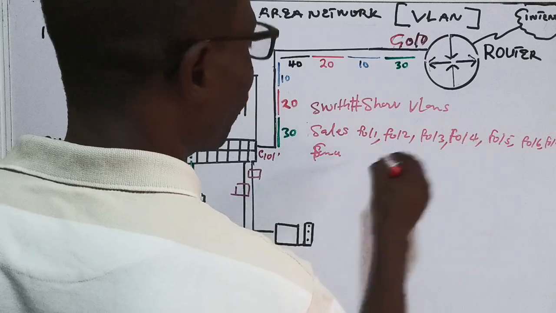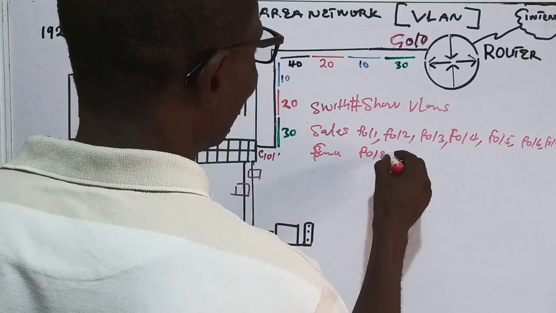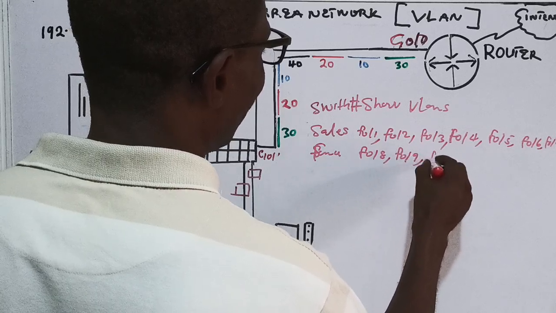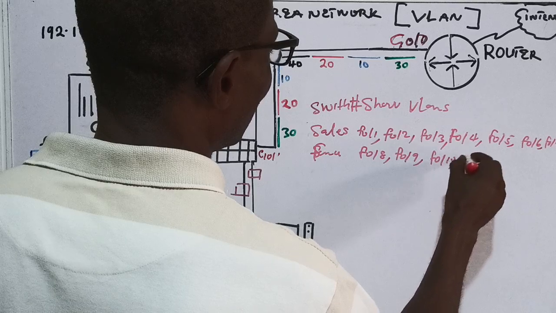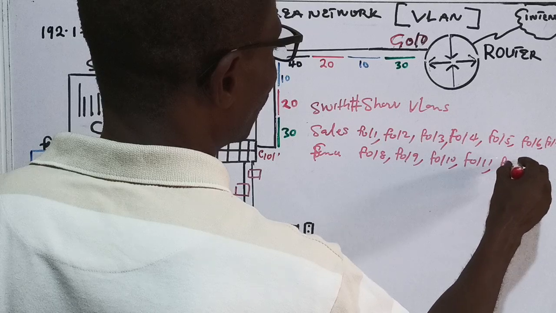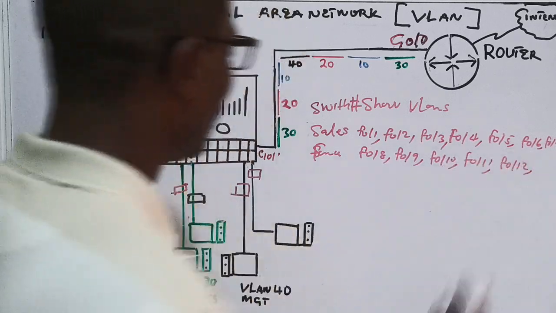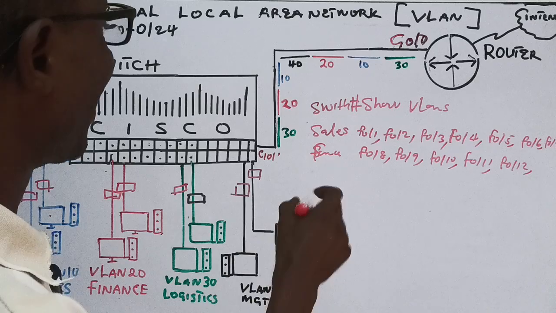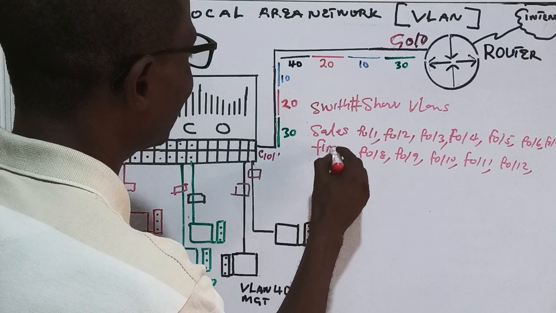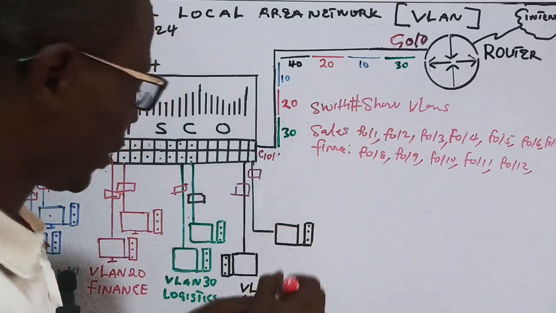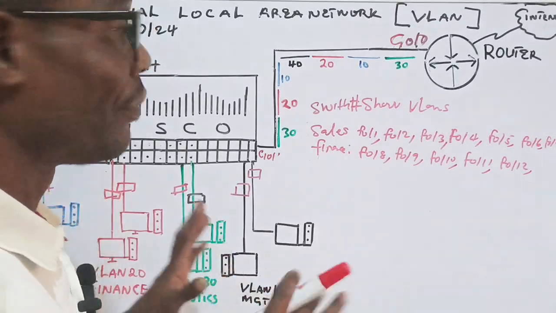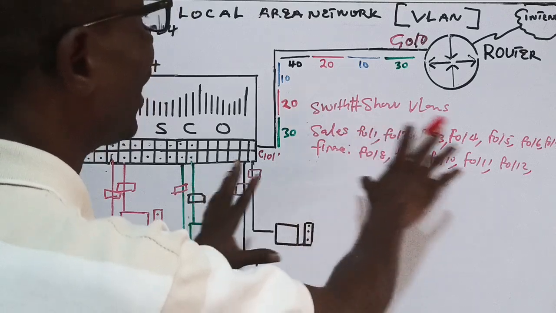Finance, where you see from FO/8, FO/9, FO/10, FO/11, FO/12 to 15 for the finance VLAN. Okay, finance. This is what you're going to see down to management VLANs. Okay, so with the voice. So this is how it's going to appear.